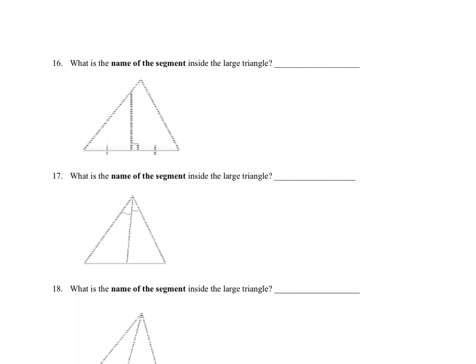Okay, number 16. What's the name of the segment? Remember, this one is both perpendicular and it bisects the opposite segment into two congruent segments. It's not coming from the vertex. So this is definitely going to be a perpendicular bisector.